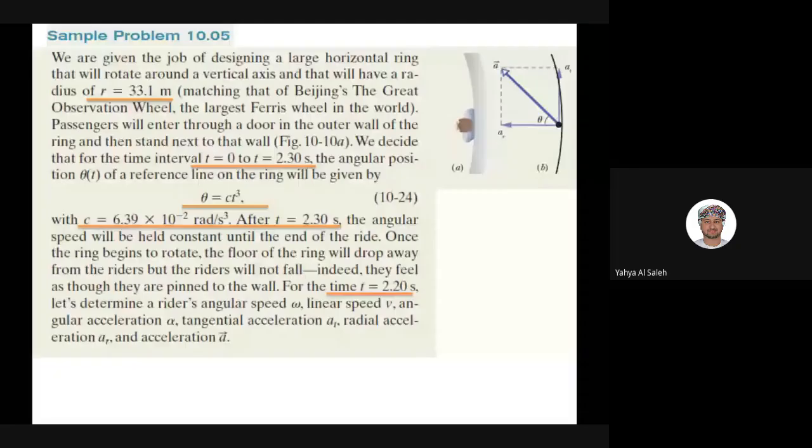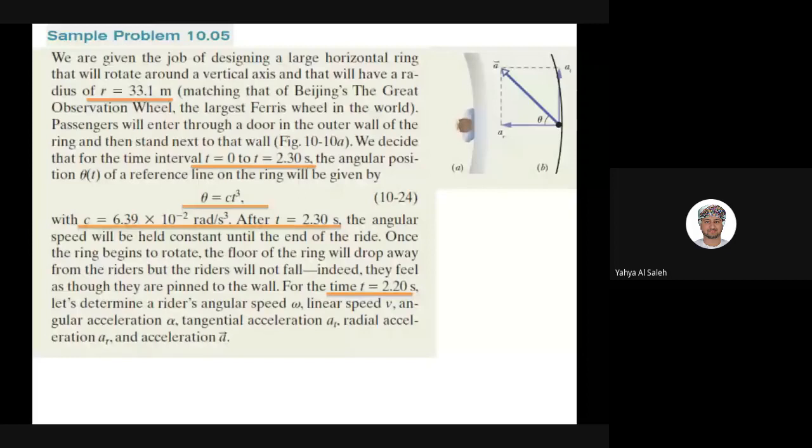We decide that for the time interval t0 to 2.3 seconds, the angular position of a reference frame of the ring will be given by theta equals ct cubed, with c equals 6.39 times 10 to the minus 2 radians per second cubed. After 2.3 seconds, the angular speed will be held constant until the end of the ride. So this is what we usually do in amusement parks.